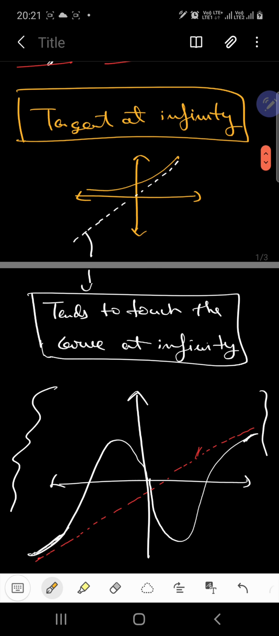Suppose you have a curve which looks like this. Suppose this is a curve, so we can draw an asymptote to it like this, for example. We will find that this asymptote drawn, this tangent at infinity, will be parallel to your x-axis. Asymptotes which become parallel to the x-axis are known as horizontal asymptotes.